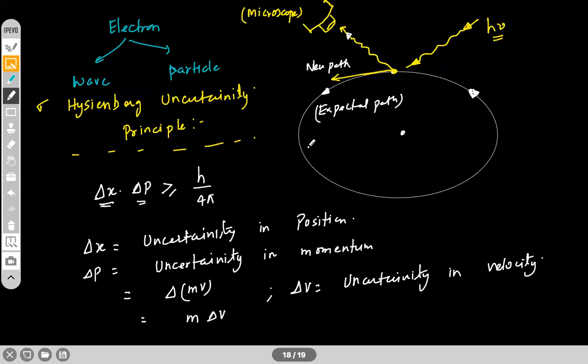It is difficult to find out the exact position and exact momentum simultaneously. If you find one, the other one you won't get. If you find delta P and delta X, you won't get them accurately. There will be some uncertainty in that. So he has given its relation of uncertainty, which is this into this, delta x by 4 pi.